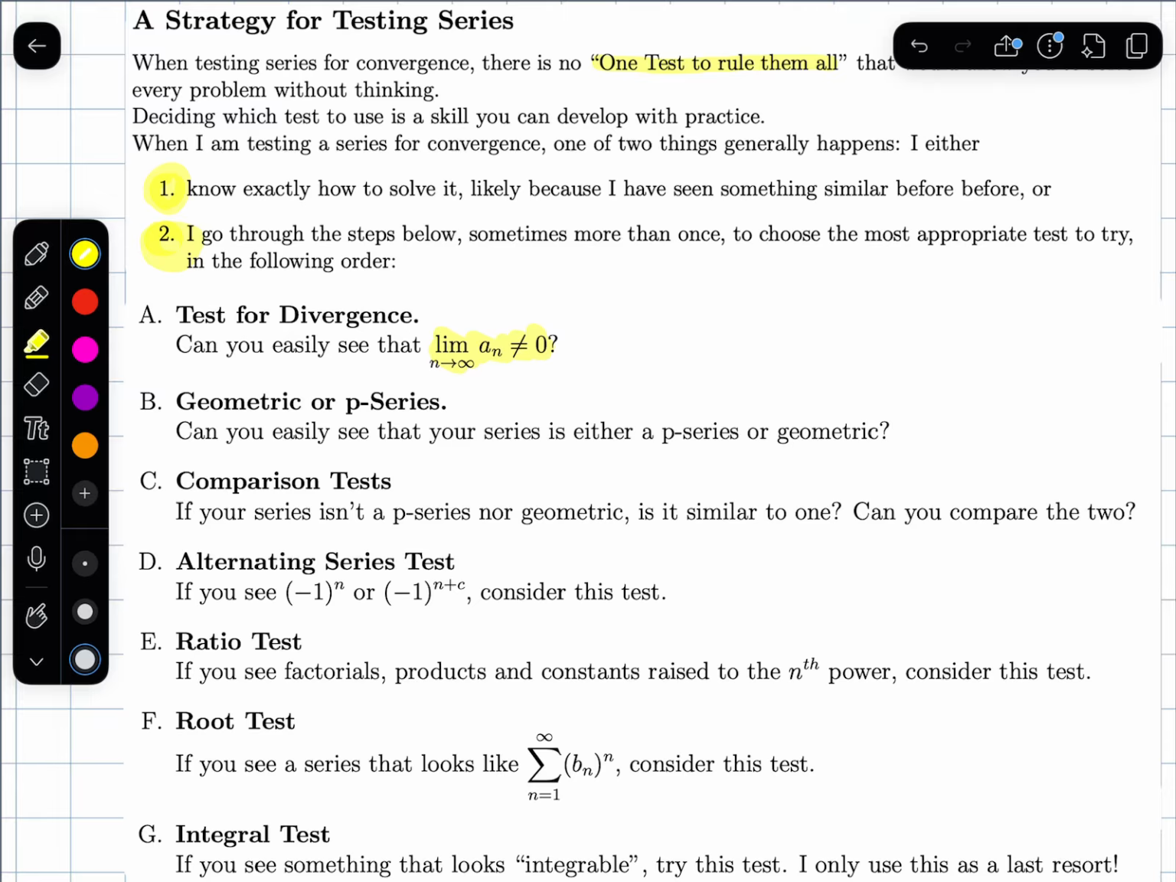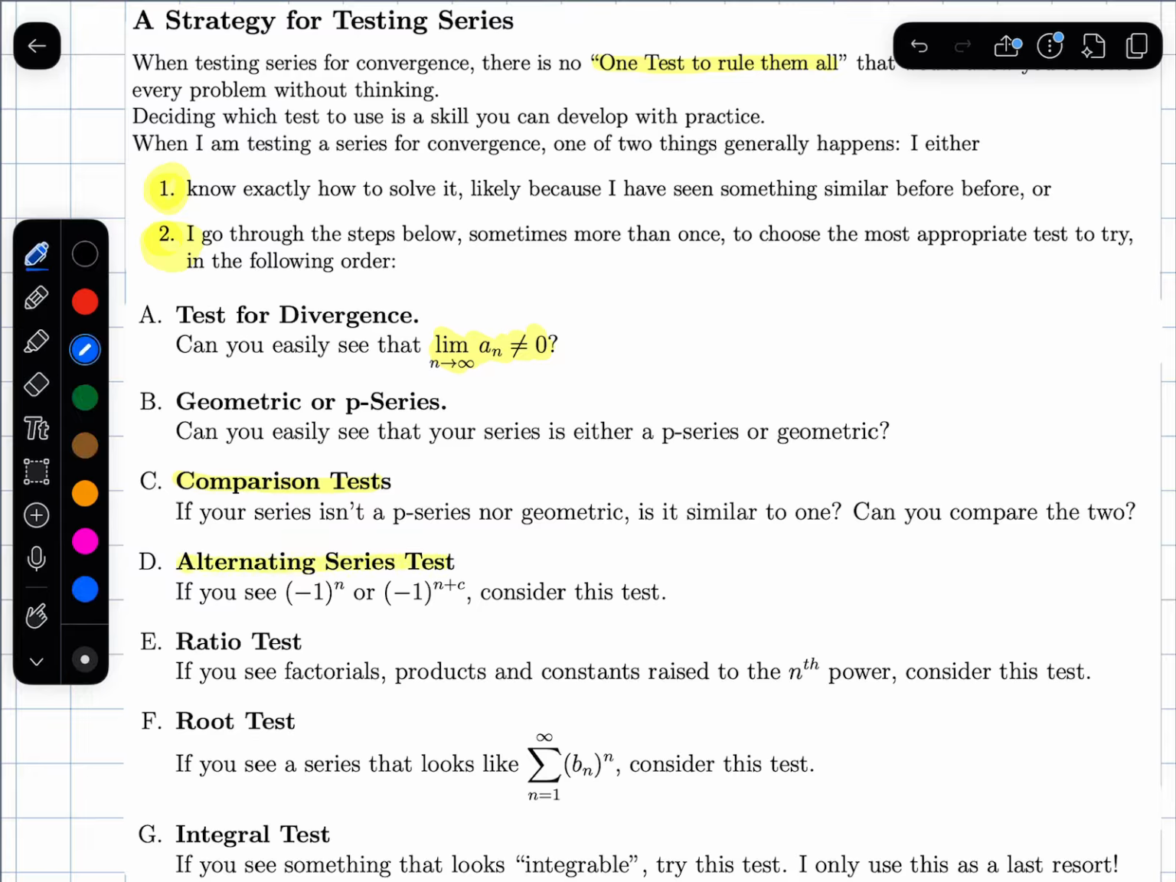But if next after that my series is not exactly geometric or not exactly a p-series, I'll consider using a comparison test. So maybe it is not a p-series or not geometric, but maybe it's similar to one. So maybe I can try a comparison test, either direct or limit comparison test. And if that doesn't work, then I'll see, do I see anything alternating here?